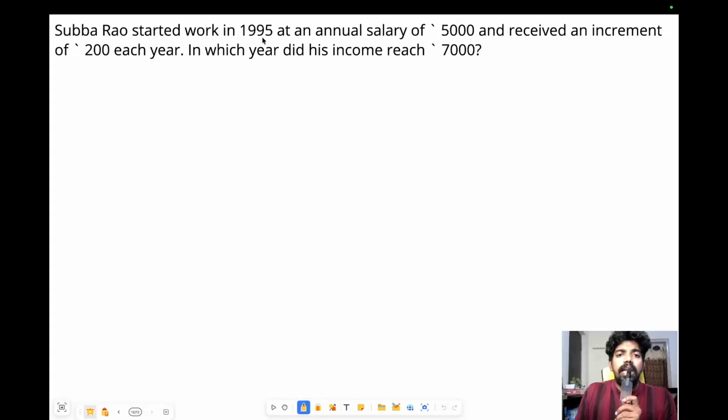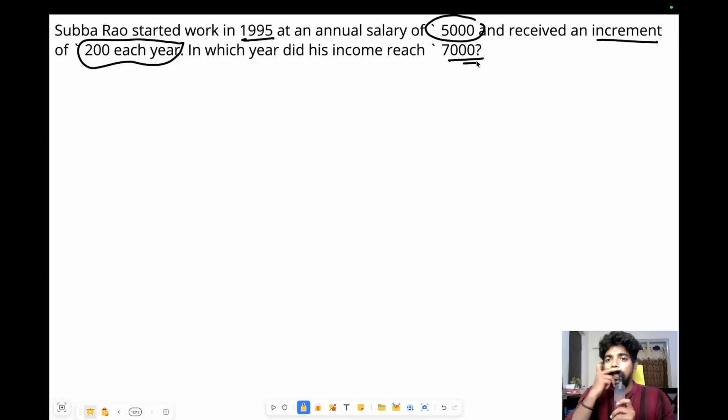Subburao started work in 1995 at an annual salary of 5,000 and received an increment of 200 each year. In which year did his income reach 7,000? What are they saying? Subburao started working in 1995. His first salary is 5,000, that is, A1 is equal to 5,000. He received an increment of 200 each year. Every year he gets a 200 increment, so the fixed constant is 200. That is the increment, so I can take D is equal to 200.